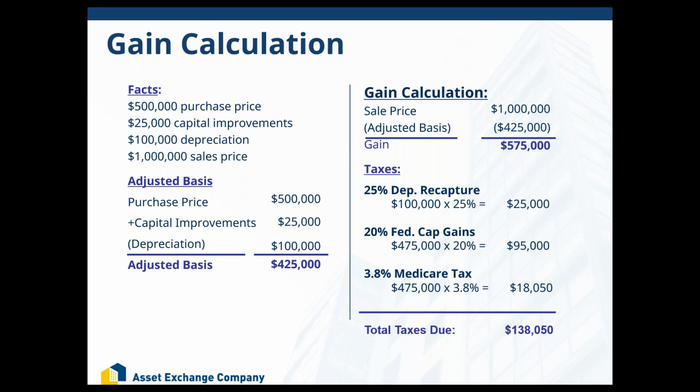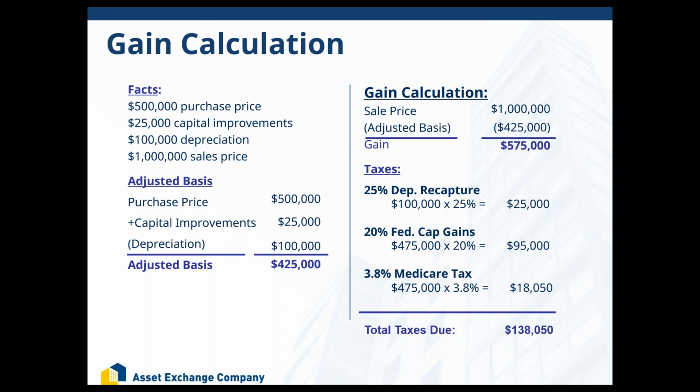$575,000. Now, out of that number, how much was depreciation? $100,000. We take that out of that number, because the depreciation recapture tax, that 25% tax I mentioned, is calculated as a separate line item. So we take the $100,000, multiply it by the 25% depreciation recapture tax, and that gives us a tax of $25,000. Now, how much is left over?